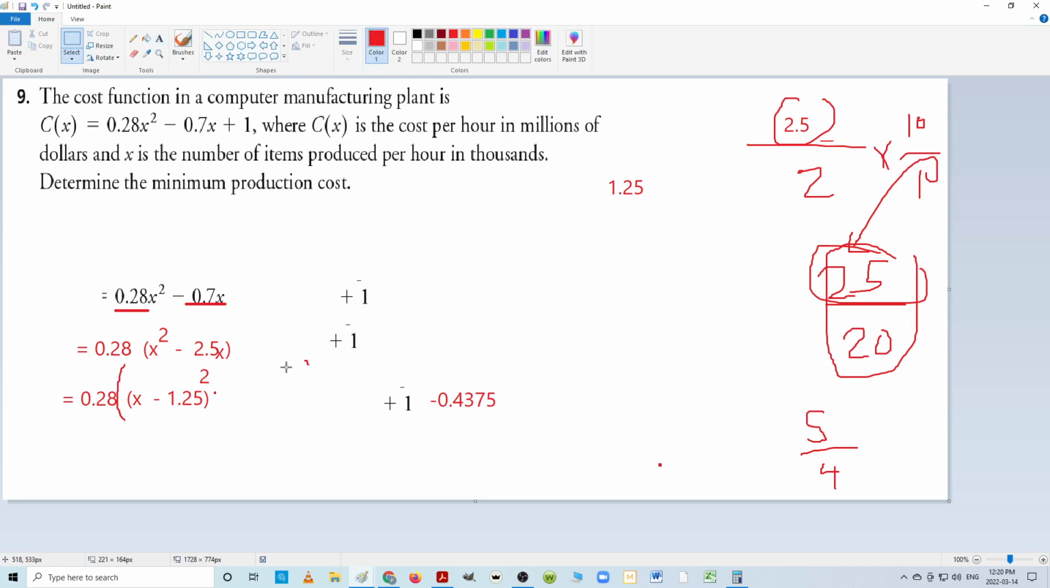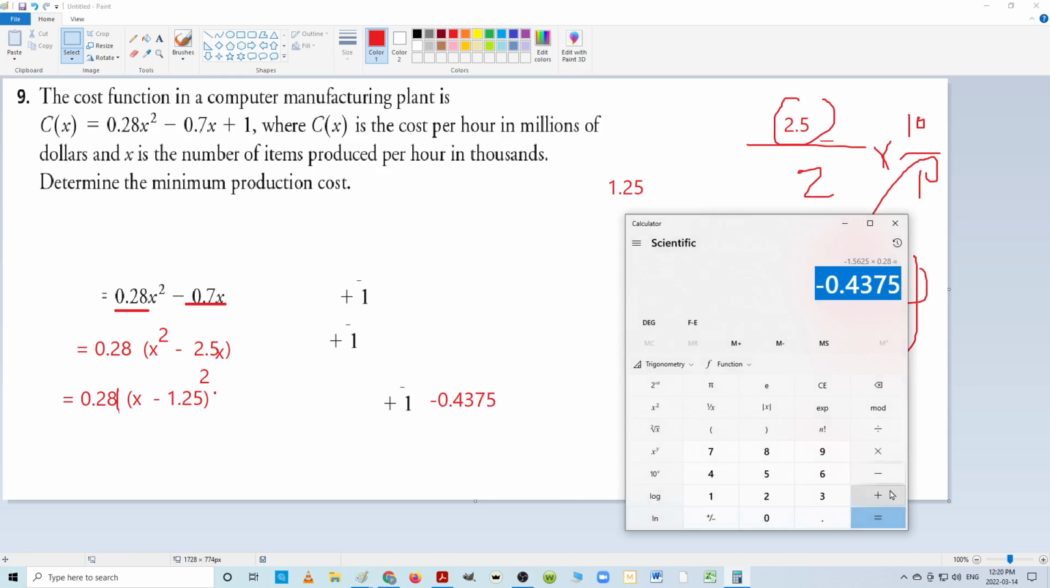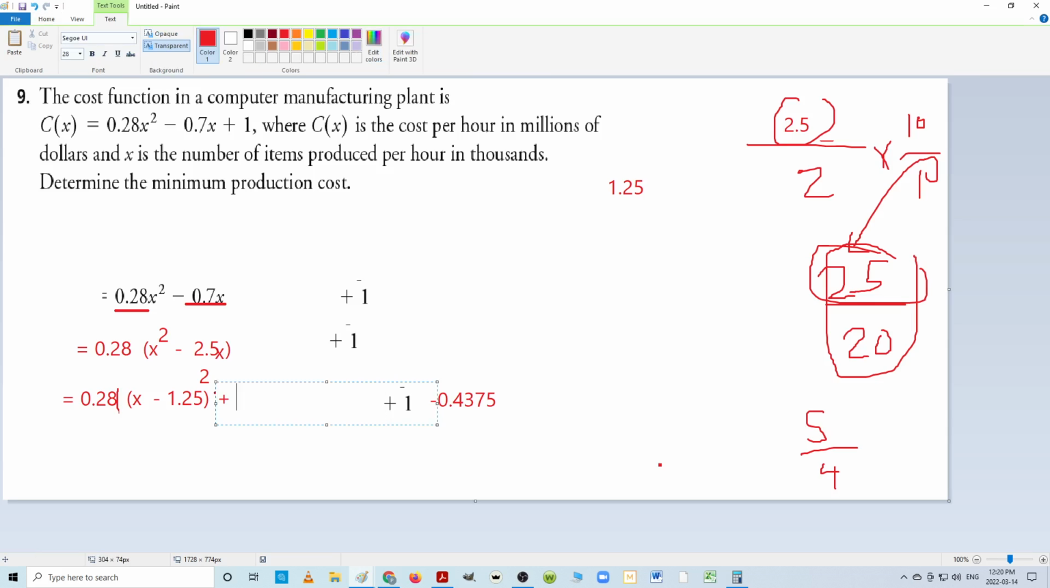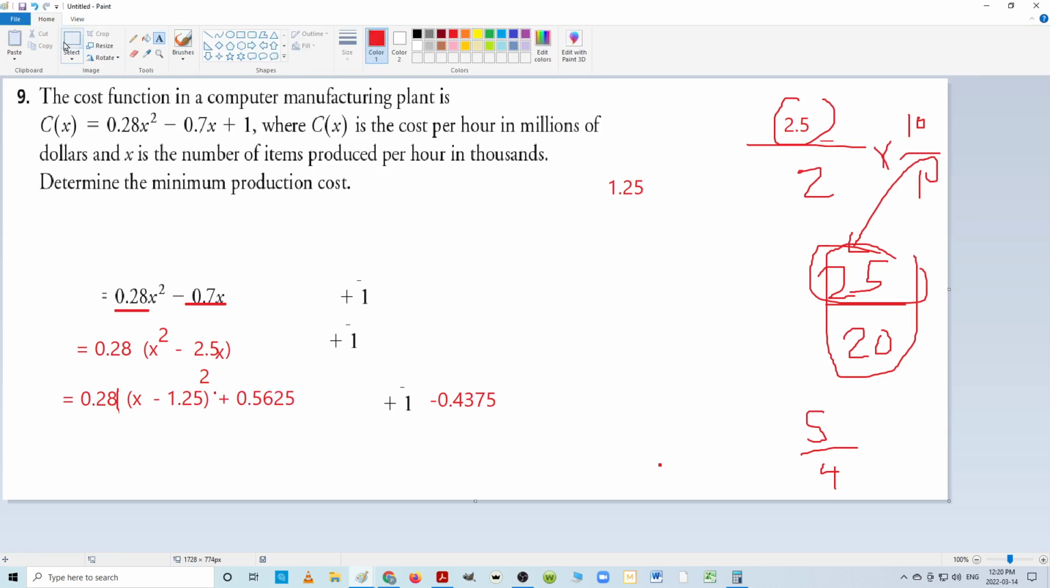Which means I can get rid of that large bracket now. And I just have to subtract it from 1. One easy trick is I can just add 1 here, and I get that. There we go. And that's the final answer, which means the vertex of this thing, what's my minimum cost per hour in millions of dollars, where x is the number of items?